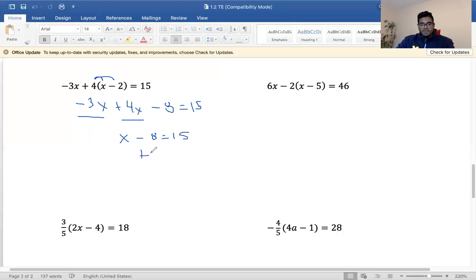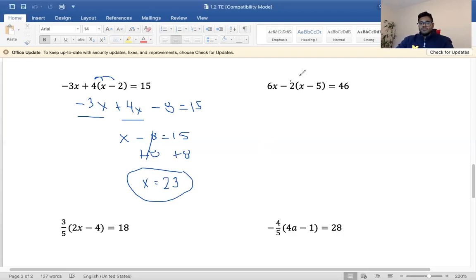Add 8 on both sides to isolate the variable. Trying to get x alone. These cancel out. x equals 23. Again, you can plug that back in to verify.